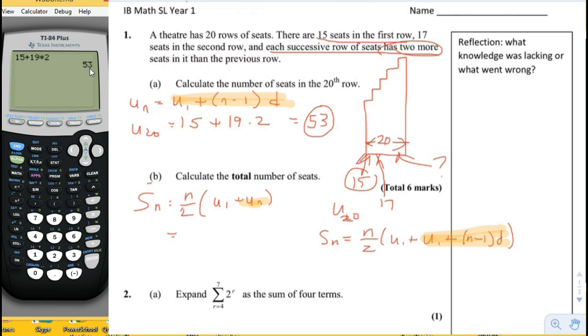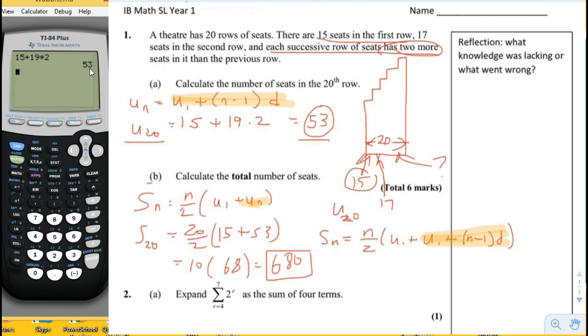In our case, we have already calculated u20. They were very nice to ask us u20 before they made us calculate the sum. So S20 is equal to 20 divided by 2, because there's 20 rows, and the first row is 15 wide, and the last row is 53 wide. Then we can simplify that to 10 times, and 15 plus 53 is 68. So even without using our calculator, we can already see that the answer is 680 total seats.